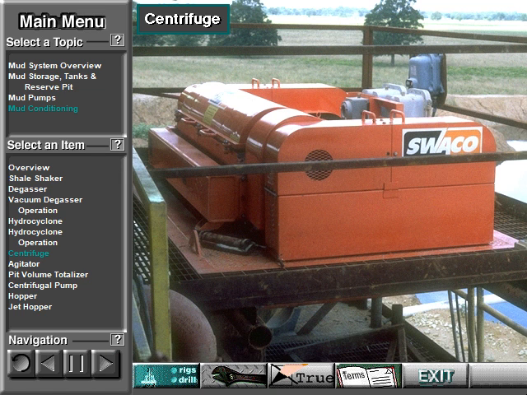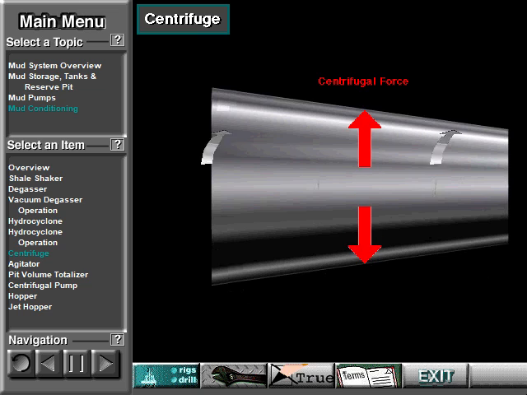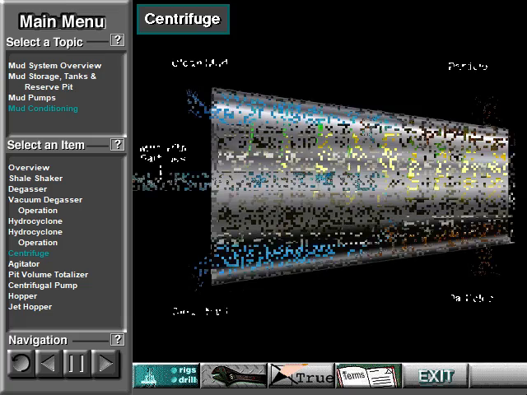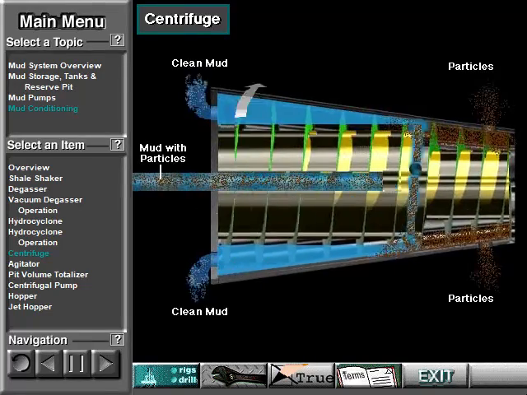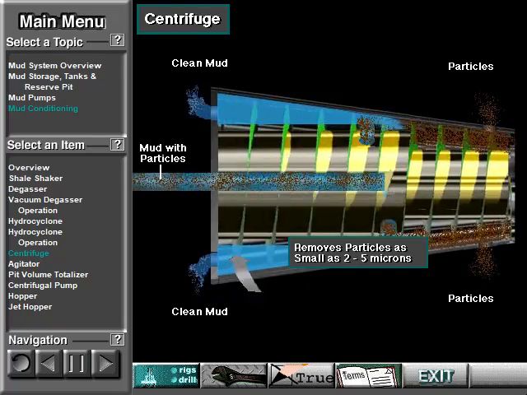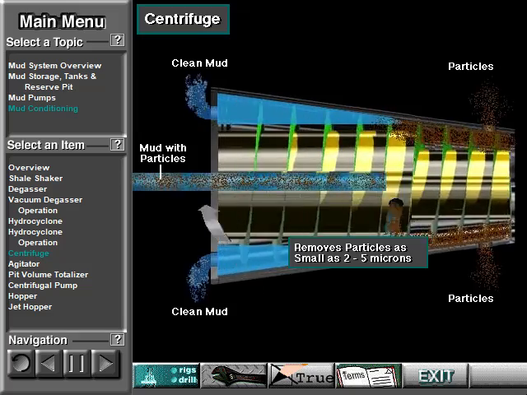A centrifuge spins mud at high speed. This creates centrifugal force. Centrifugal force throws the particles to the side of the centrifuge, where they are removed. A centrifuge removes particles as small as 2 to 5 microns, which includes barite.